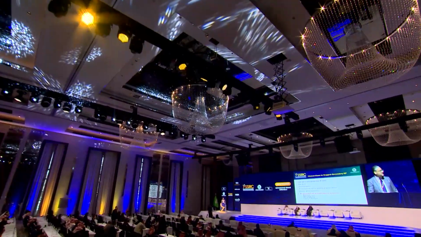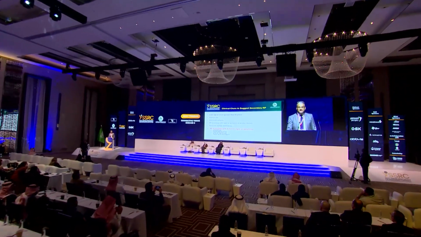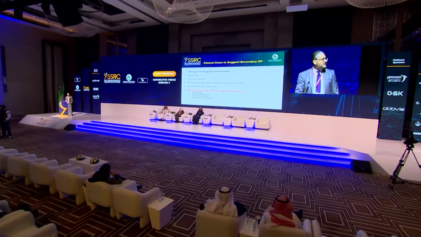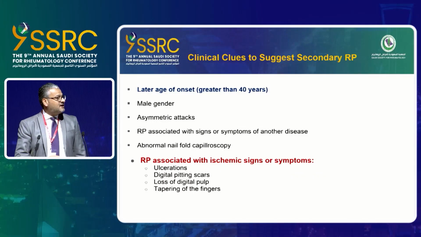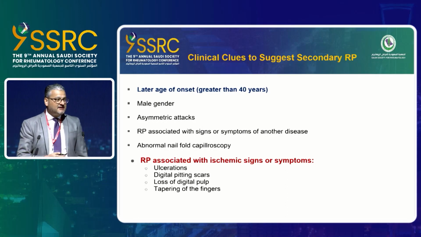What are the clues that suggest secondary changes in scleroderma-related disease? Later age, patients more than the age of 35, should alarm you that maybe there's a secondary cause. If they are males, it's more common in females. About 60 to 70% of females can have primary Raynaud's phenomenon, mainly monophasic, asymmetric attacks. If you find other features of Raynaud's phenomenon, abnormal nail fold capillaroscopy is very important, and I'll address this in the next slides.